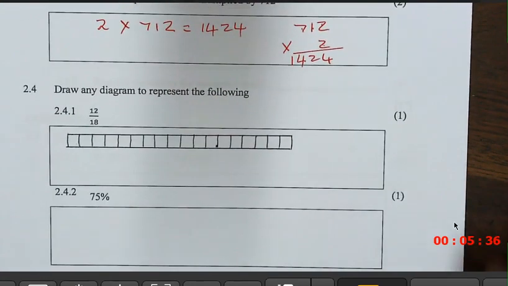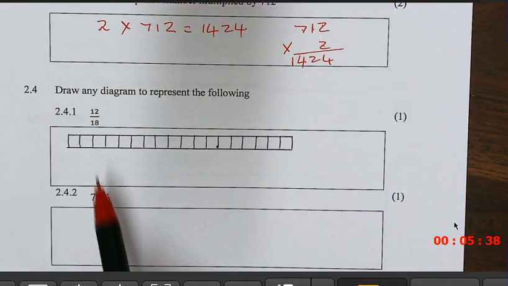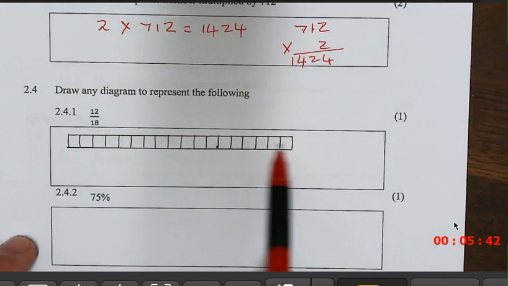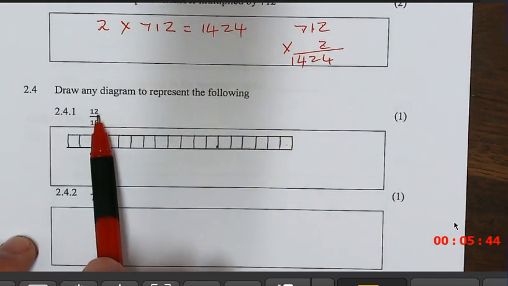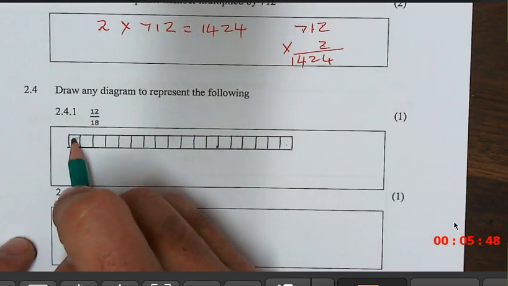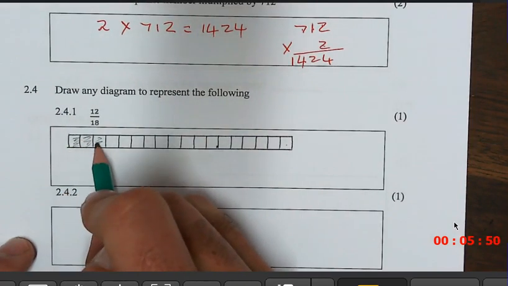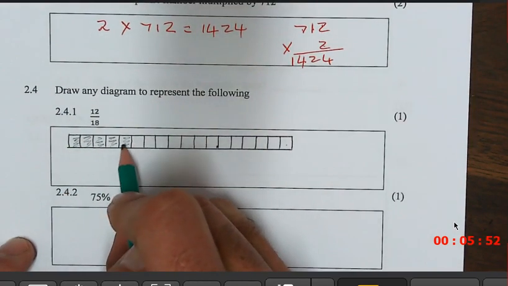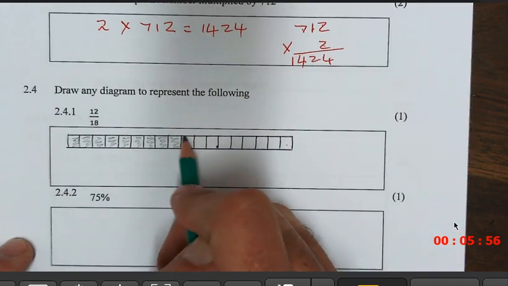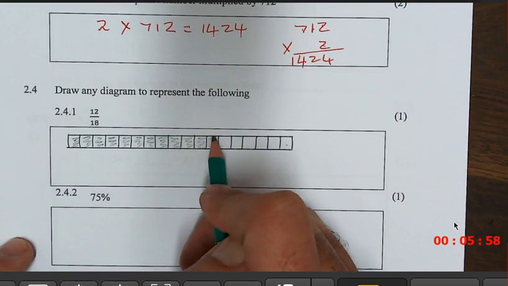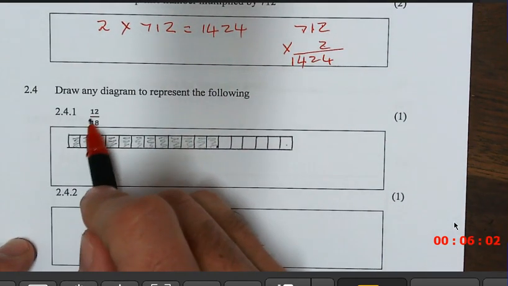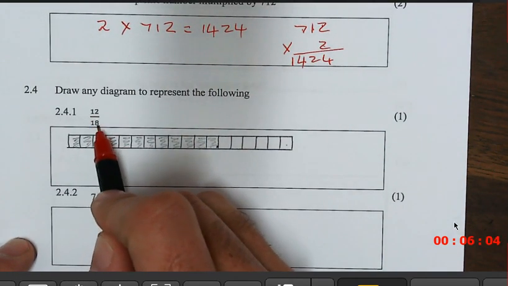Okay, 2.4. Draw any diagram to represent the following: 12/18. Now I drew 18 blocks here, and we need to color 12 of them. As I'm going to show you, this is now quite a big diagram to draw, but there is a simpler way to draw a smaller diagram. What do you think we're going to do here? We are going to simplify the fraction.